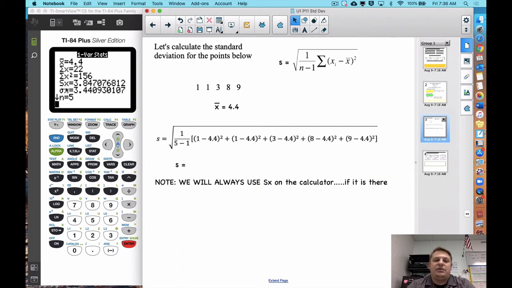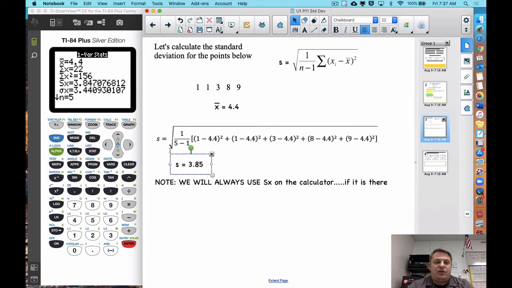There's a reason you learned sigma before, and it wasn't wrong then. They were just dealing with a different circumstance, your Algebra 2 books. What you need to know is you will always use Sx on the calculator if it's there. There is a case later in the year where Sx will be blank. That's the only time we use sigma, and there's reasons why. But for us, our standard deviation here for that set of data would be 3.85.